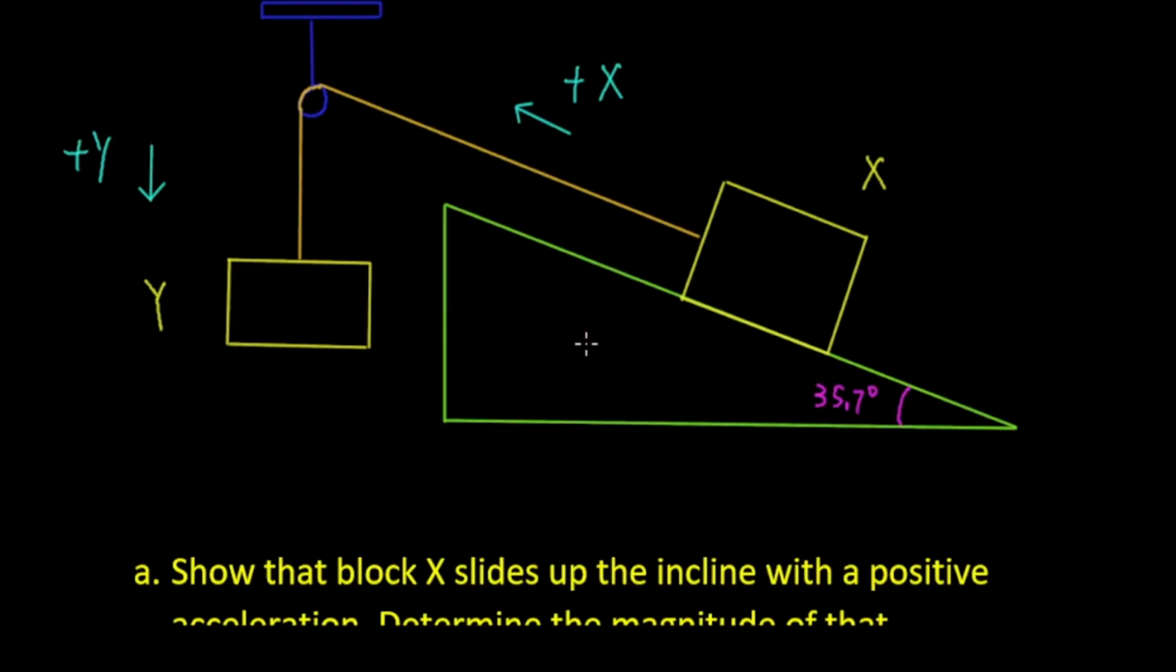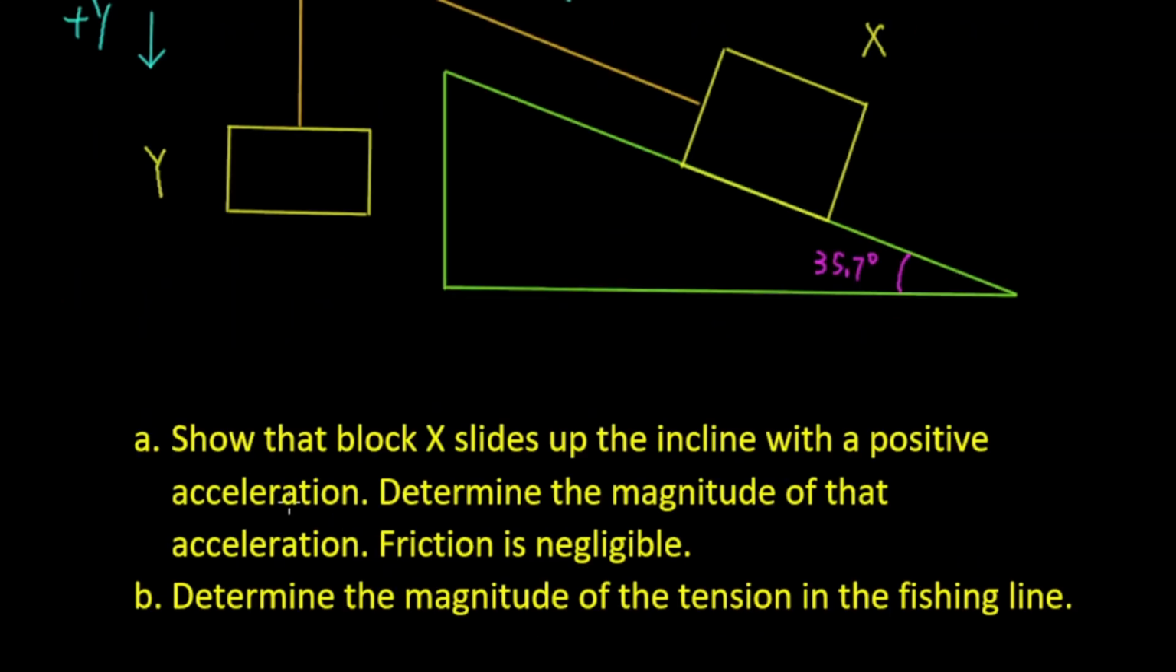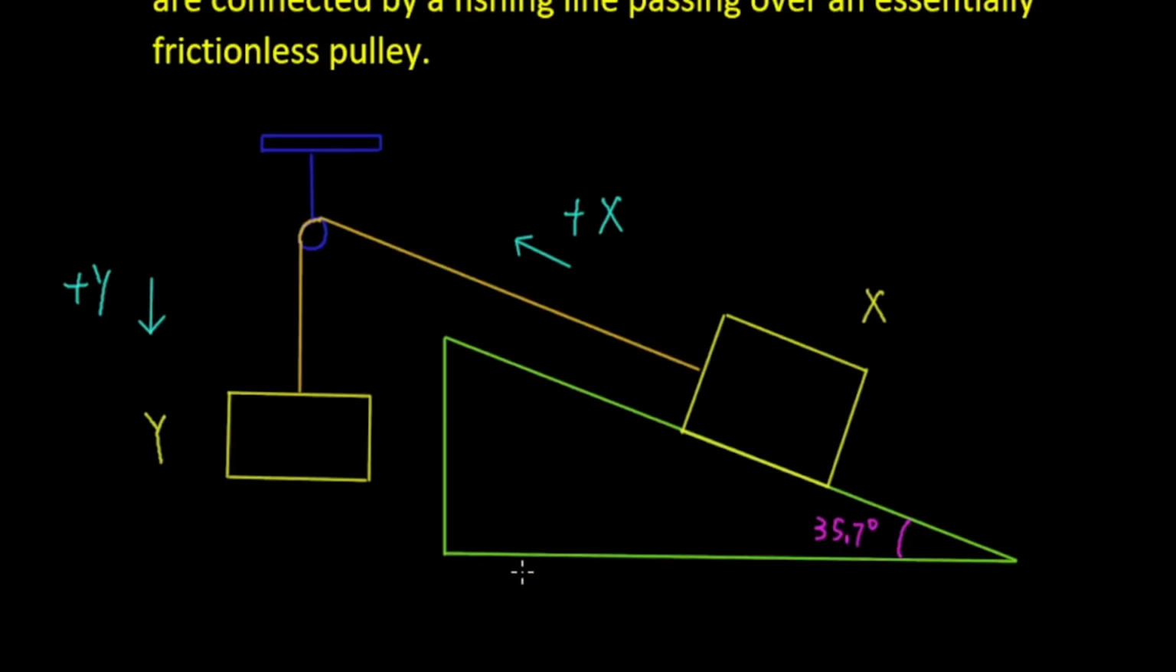Now, let's look at what it's asking here. Part A. Show that block X slides up the incline with a positive acceleration. Determine the magnitude of that acceleration. Friction is negligible. When they say friction is negligible, they talk about the friction between block X and the surface here on the incline. So there's no friction here.